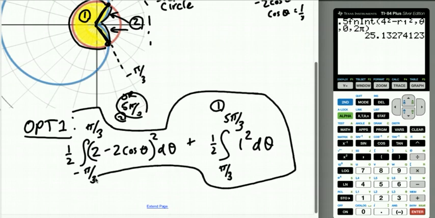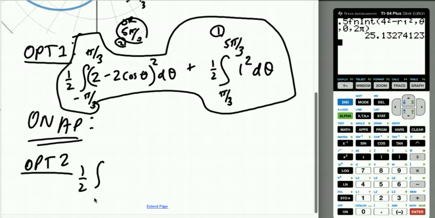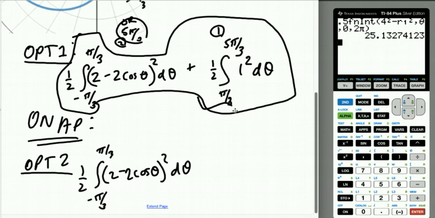That's okay. But the other way that you might see it on the AP, especially if this were multiple choice, right, the other option you might see is this same first integral, right? Because that piece is not a nice convenient geometric shape, right? So you'd still have to write 2 minus 2 cosine theta quantity squared d theta, right? But this piece is a sector of a circle, so you can find this using geometry, right? You can actually find this area using geometry.